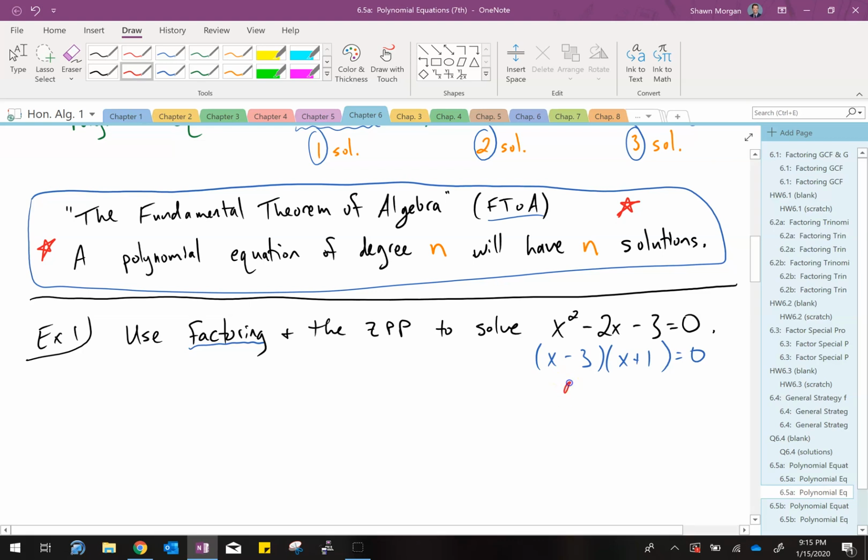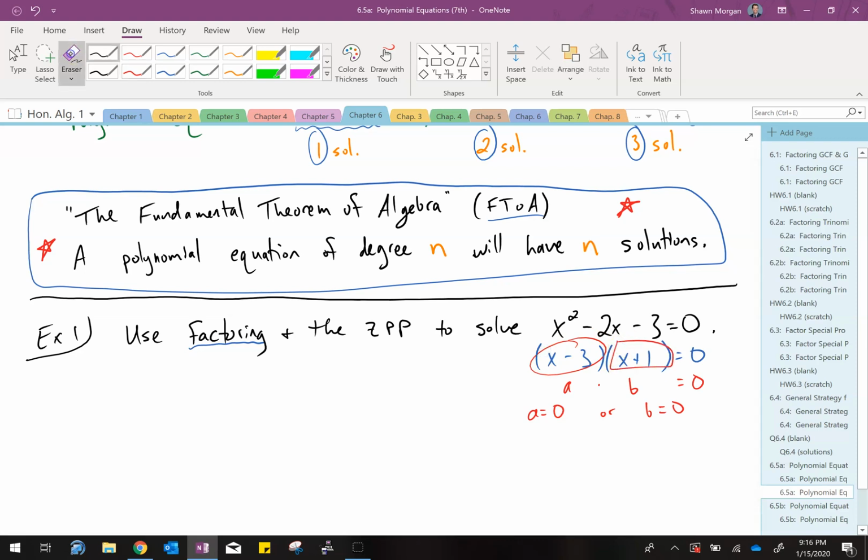And you'll remember that the zero product property says if you've got a times b equals 0, then either a equals 0 or b equals 0. And now that just begs the question, well, what is my quote a value? Here's what a is, and here's what b is.